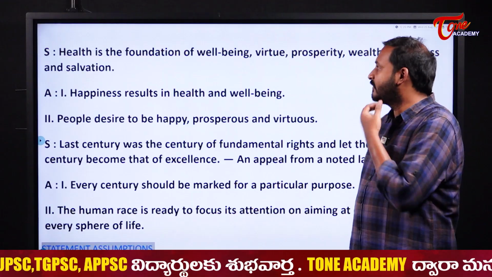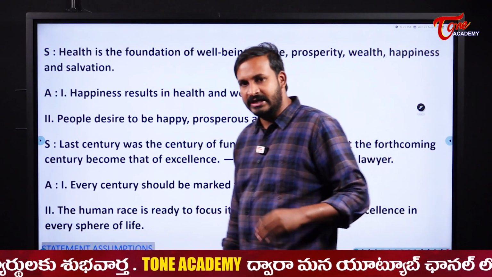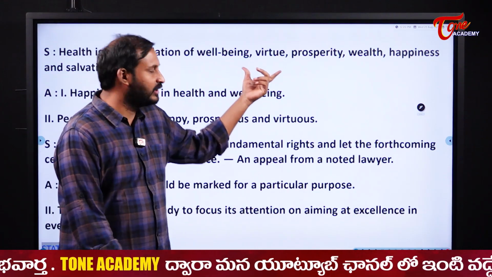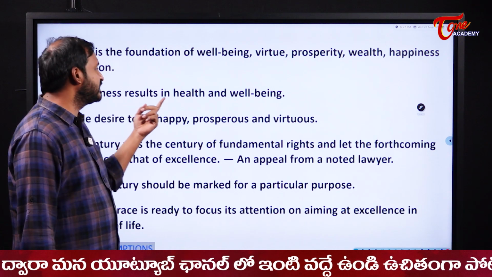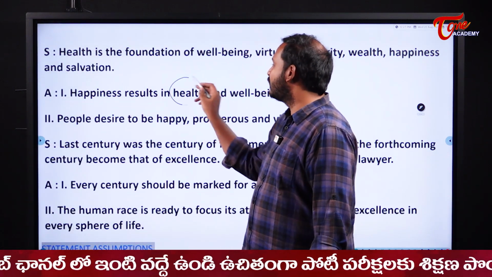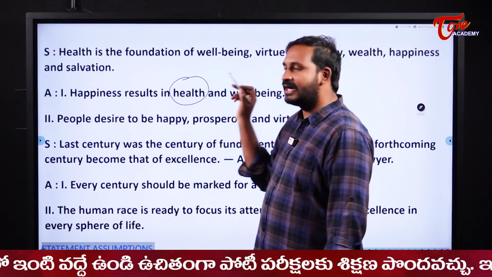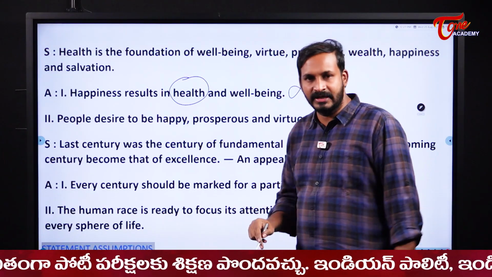Health is the foundation of well-being, virtue, prosperity, wealth, happiness and salvation. Okay, health is the reason for all these things. That is the statement they told. First, happiness results in health and well-being. See, health is the reason of having all these things, but they are telling that happiness is the reason of health. Is it correct? No, this is completely against my given statement.